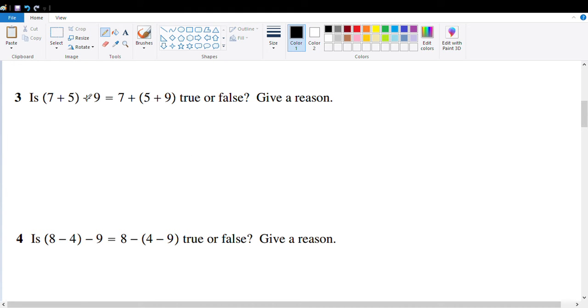Is this equal to this? Well, let's find out. 7 plus 5 should give you guys 12, plus 9, and that should give you guys 21. Now let's try the right hand side. 9 plus 5 should give you guys 14, and 7 plus 14 is 21. So that means it is true.